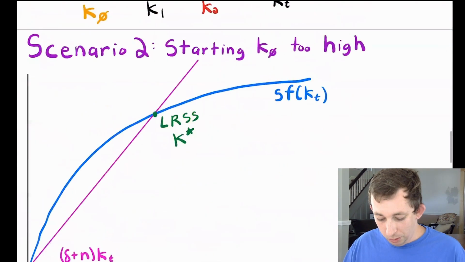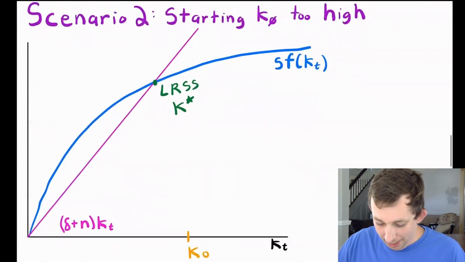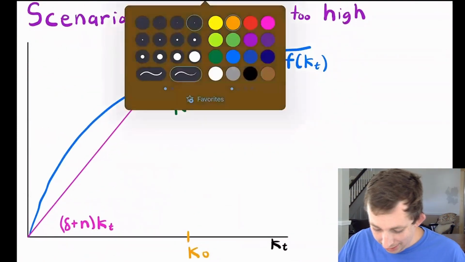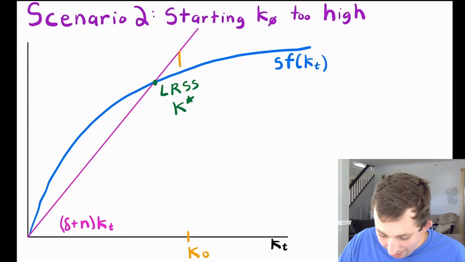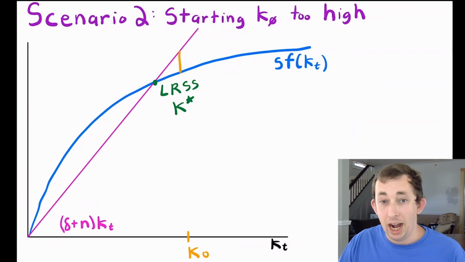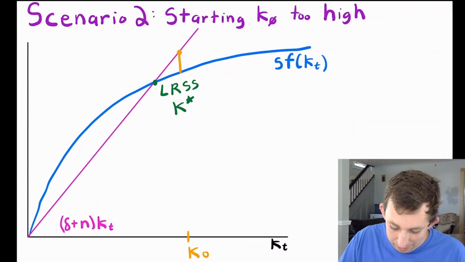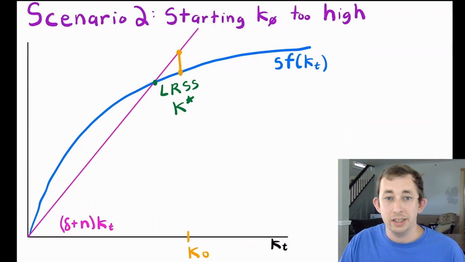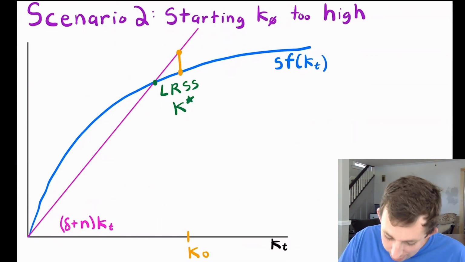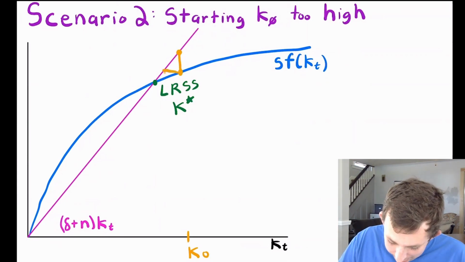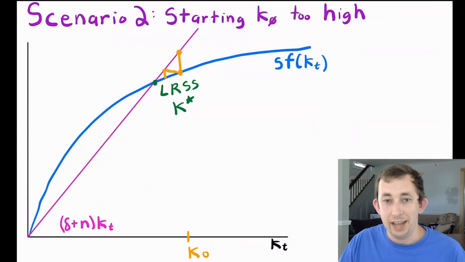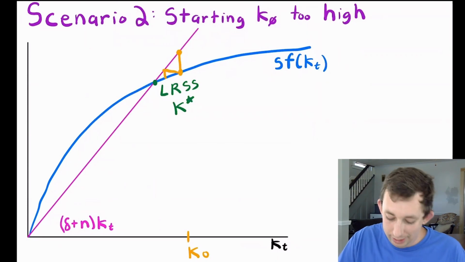Now, if we start too high, the exact opposite is going to happen. So maybe we start up here at K0. Notice that the investment is not enough to keep the number of machines per person constant, because that investment would need to be way up here, and we're only down here. So what's going to happen is the number of machines per person is going to fall. So maybe we go down here, same thing. Our investment is not keeping the number of machines per person constant, so we go down.